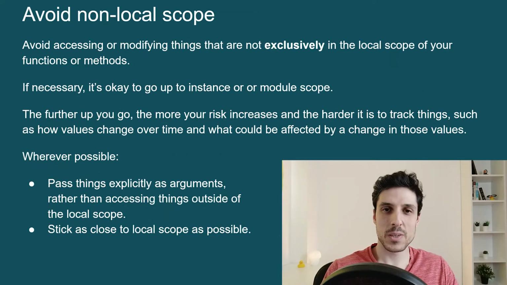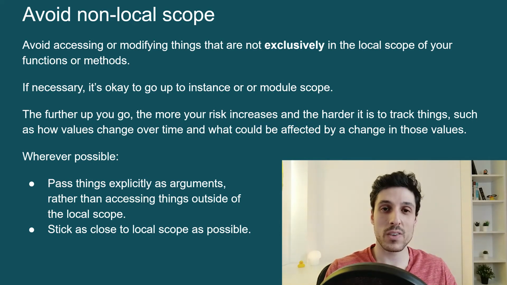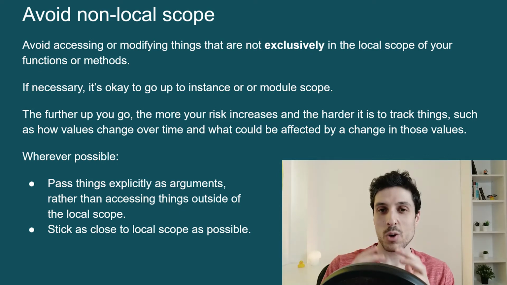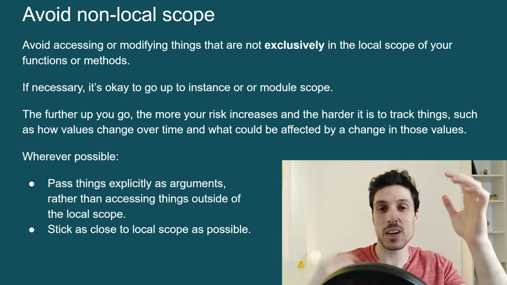The next big point in avoiding side effects is to avoid non-local scope. So that means in your functions and methods, avoid accessing data that is not exclusively in the local scope of those functions and methods. More importantly than that, definitely avoid modifying anything that is not exclusively in the local scope of those functions and methods. And that's because, again, linking back to the principle of least knowledge, the further away you go from the local scope of something, the more dangerous it will be for you. It means the more knowledge you require to make sure that this thing over here isn't also used by these other three things, and if you modify it, you might break it.